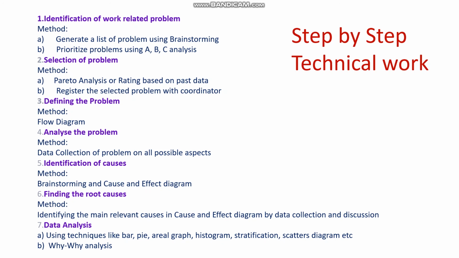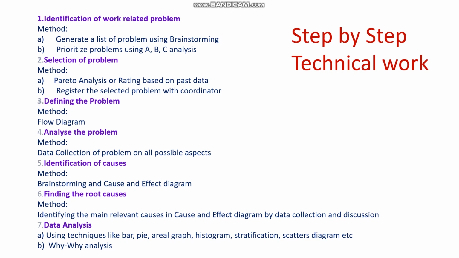And not only that, after selection of the problem, we have to register the selected problem with the coordinator. Who is the coordinator? There will be a coordinator in the quality circle. To the coordinator, we have to tell what problem we have selected. Then we have to define the problem. There is a method called a flow diagram. Using that, we can define the problem.